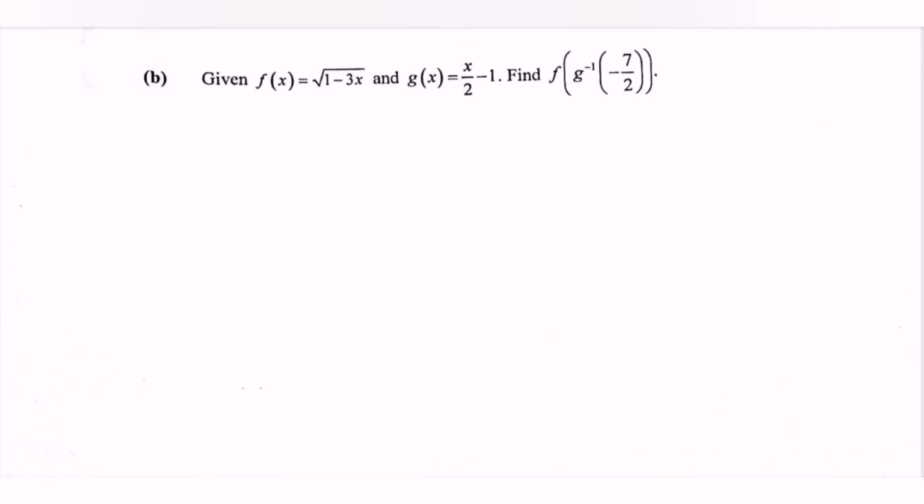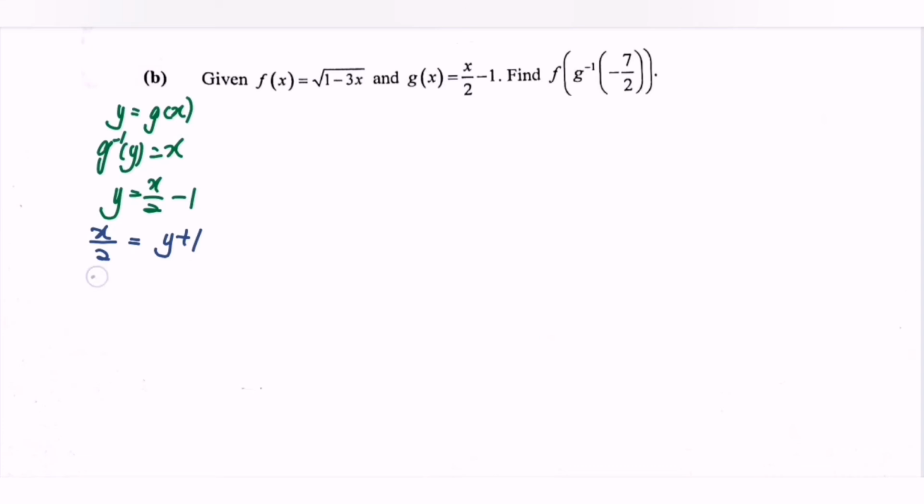So first my suggestion is to find the g inverse. So let y equal g(x). g inverse of y is equal to x. So where we have y equals x over 2 minus 1. Kindly rearrange the situation and express x as the subject. So here we will have x over 2 equals y plus 1. x equals 2 multiplied with y plus 1. Finally, the g inverse of x equals 2 multiplied with x plus 1.